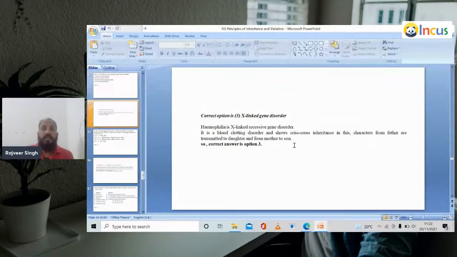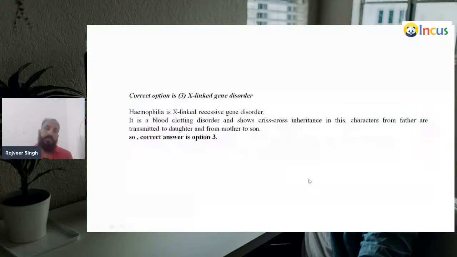Okay. So here, if I talk more, hemophilia is an X-linked recessive gene disorder. It is a blood clotting disorder and shows crisscross inheritance. In this character, the trait is transmitted from father to daughter and mother to son. Okay, so that means crisscross. I hope you will understand why we chose the third option.